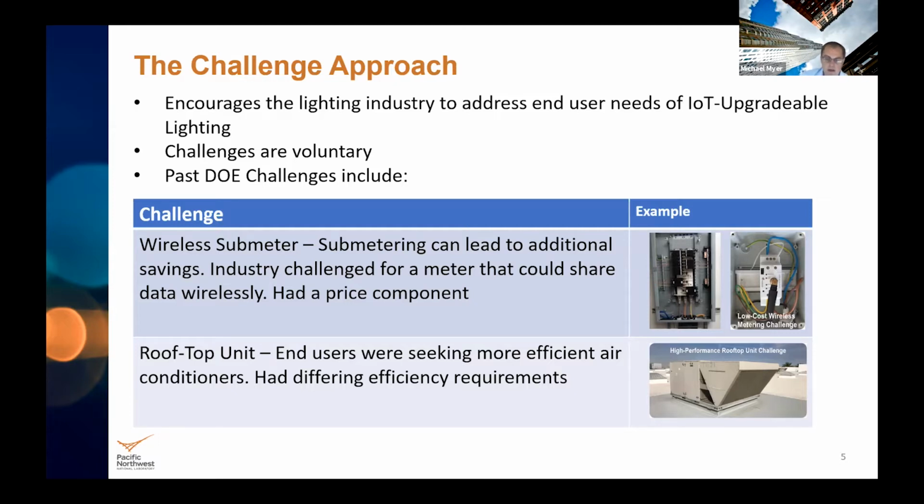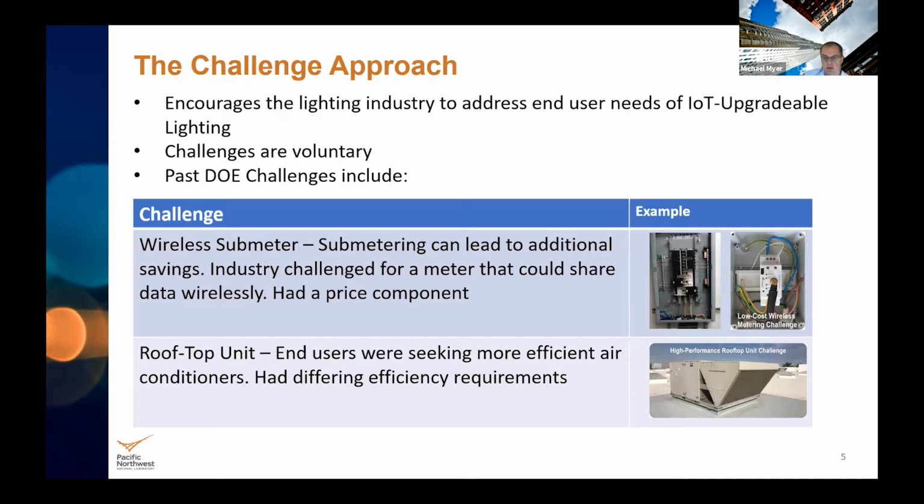The other is rooftop units. These are rooftop air conditioners, and the idea there was that end users were seeking more efficient air conditioners. They had a number of specification elements for these air conditioners, and a number of manufacturers met this, and buildings installed them, and they had more efficient air conditioners as a result.